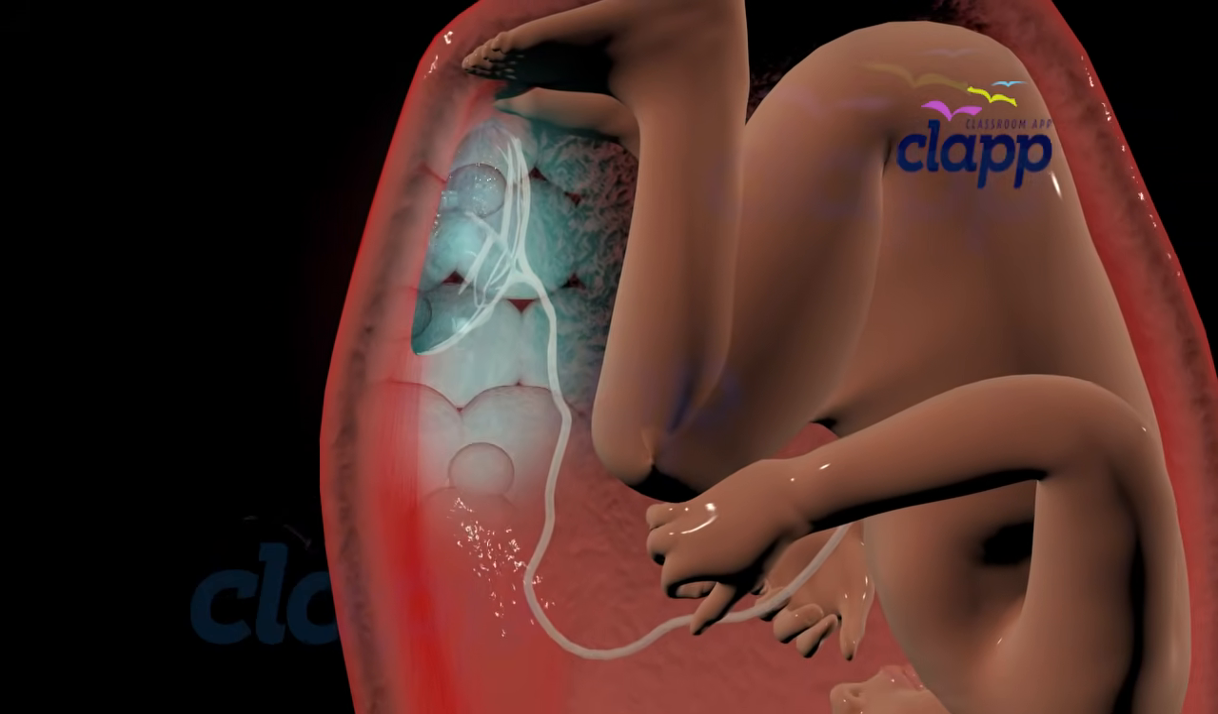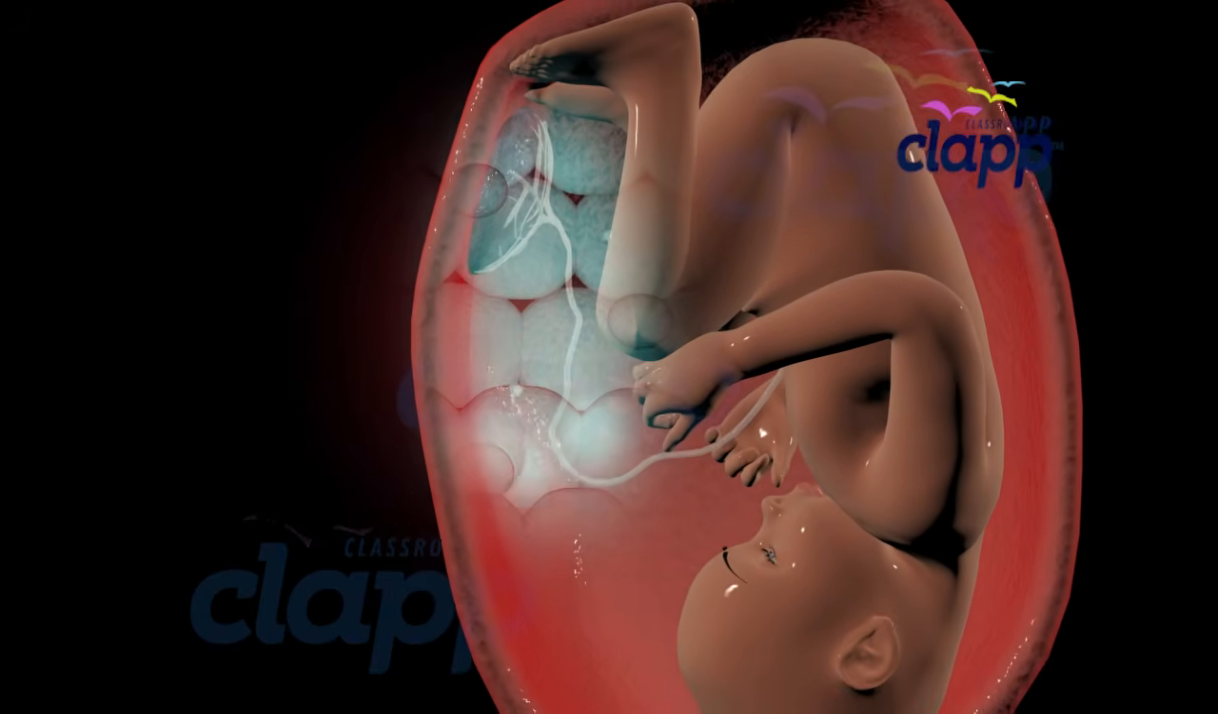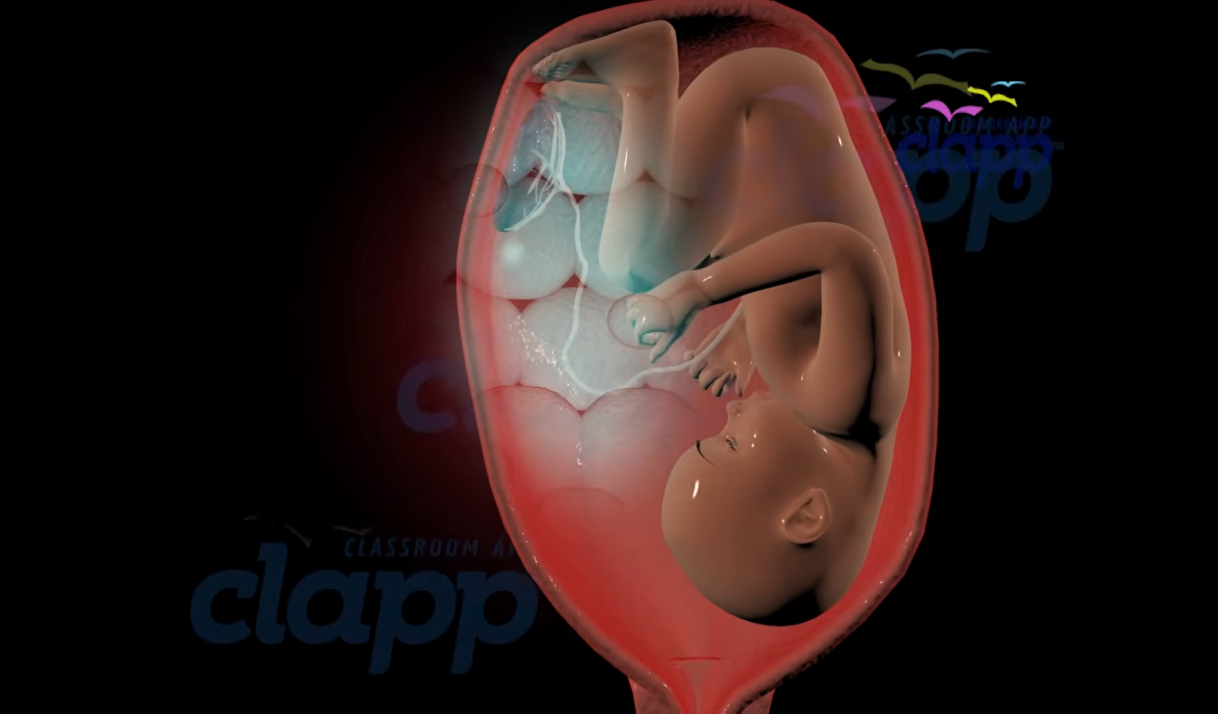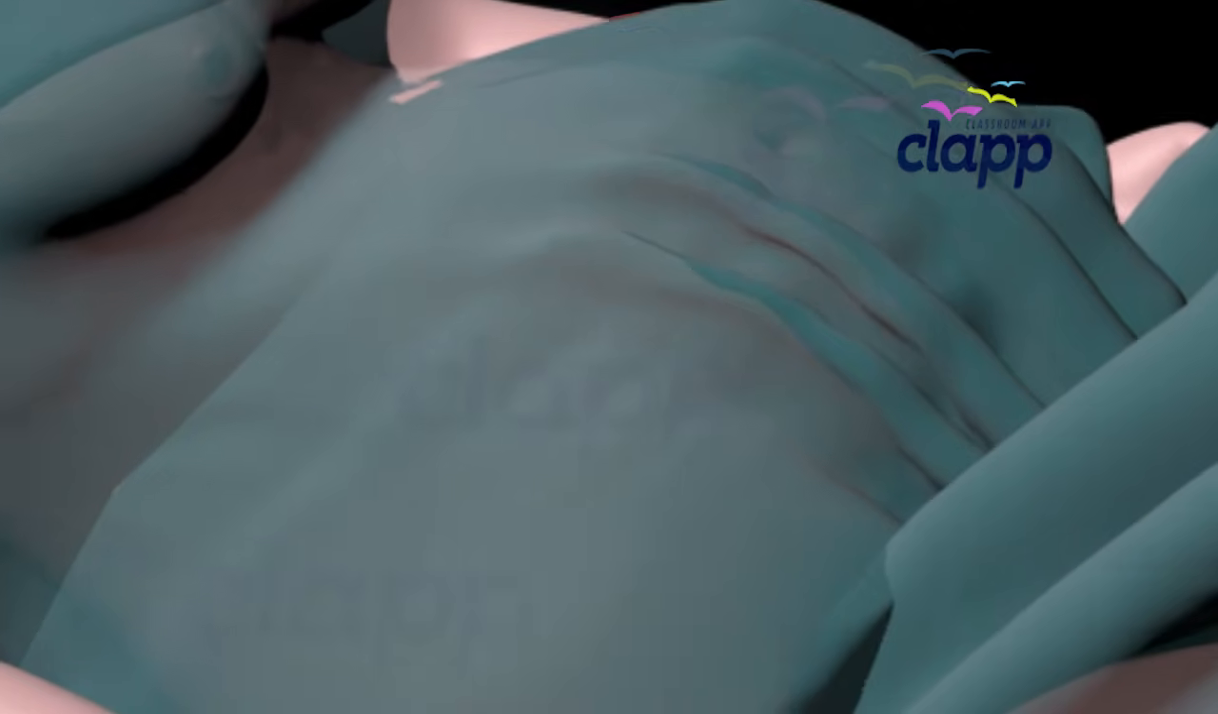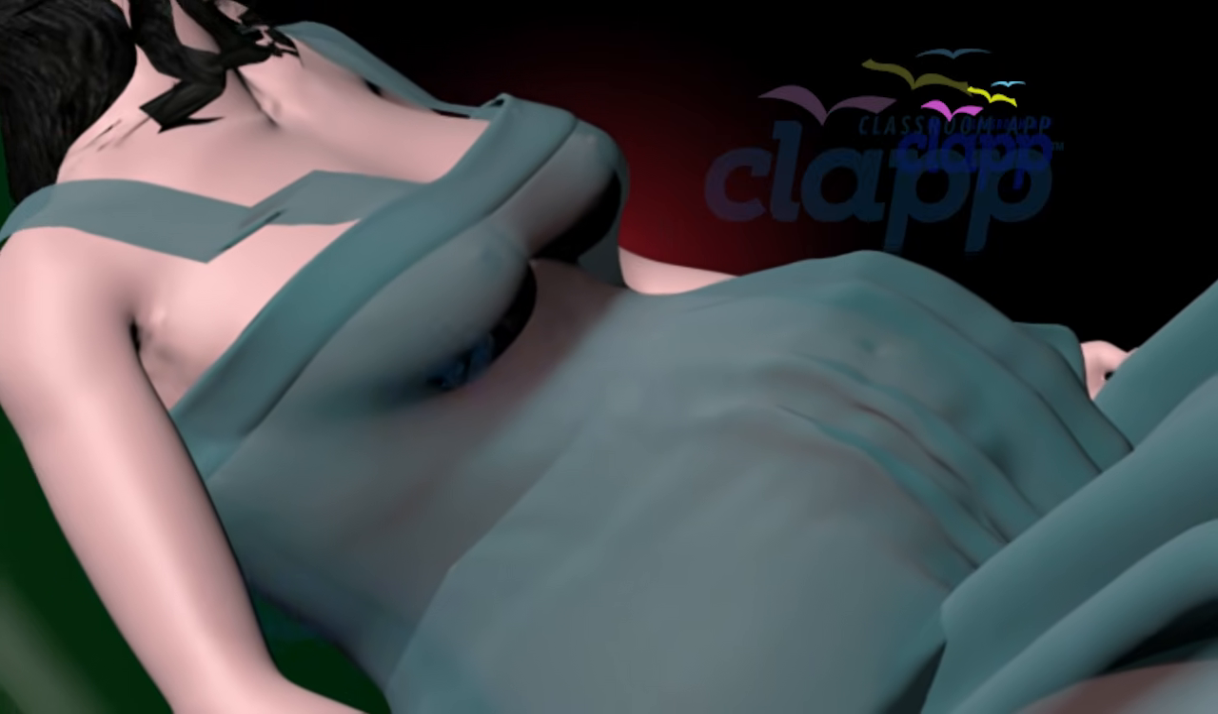During labor, the placenta reserves oxygen and nutrients to ensure that the baby receives sufficient oxygen and nutrients even during the temporary reduction in blood flow caused by uterine contractions.